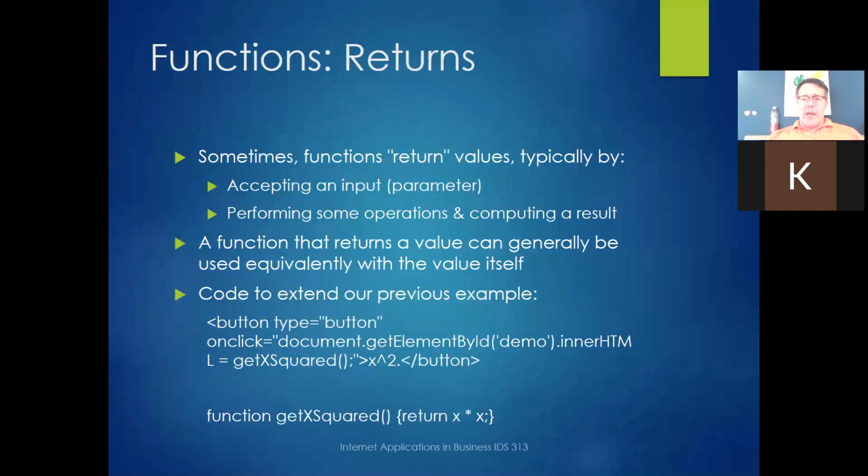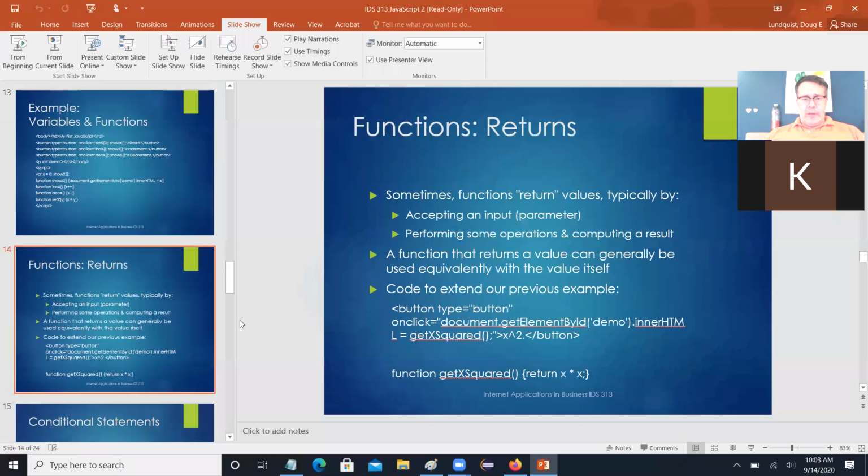Okay. Now sometimes, just like in Java, functions will return values. They'll send a value back. The typical way this is done, not the only way, is that they accept some input parameter, perform some operations, compute a result, and send that result back. Within JavaScript, just like Java, a function that returns a value can usually be treated equivalently as the value itself. So for example, if I wanted to do this, I could put in another button.